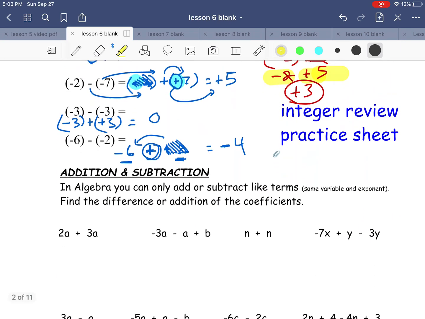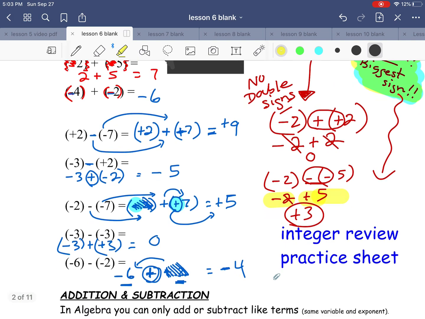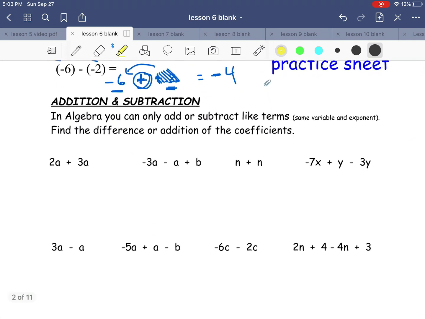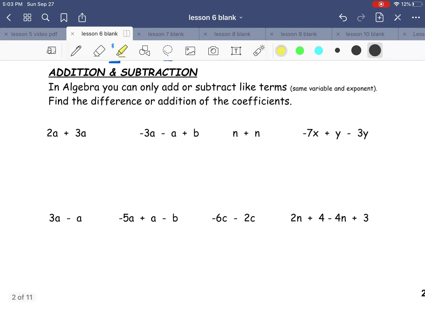Okay, let's get into the algebra part. Don't forget these skills up top. That's not going to change, okay? They're integrated right inside of the algebra. Now, if I read my instructions, in algebra, you can only add or subtract like terms. We know what like terms are. Those are my twins, my perfect twins. Same variable, same exponent. Then it says, find the difference, add or subtract the coefficients, which is the number in front. So we're going to keep it super simple.